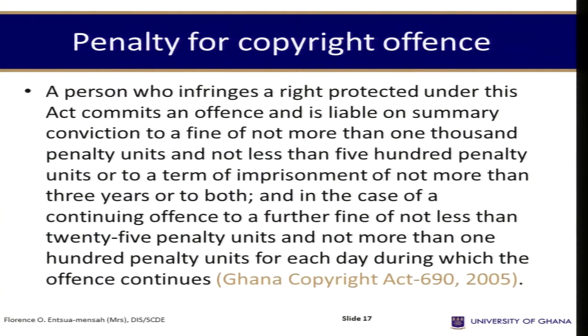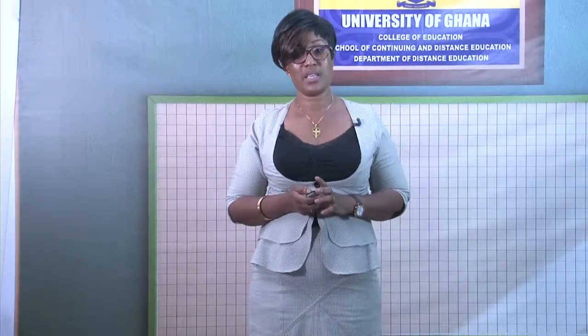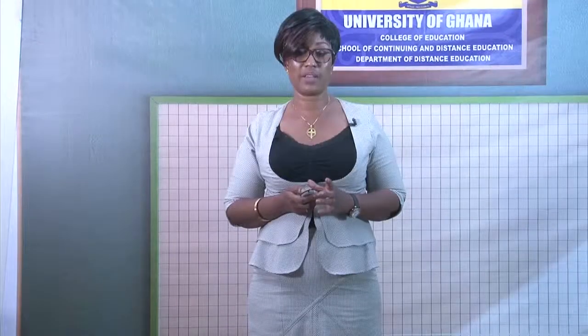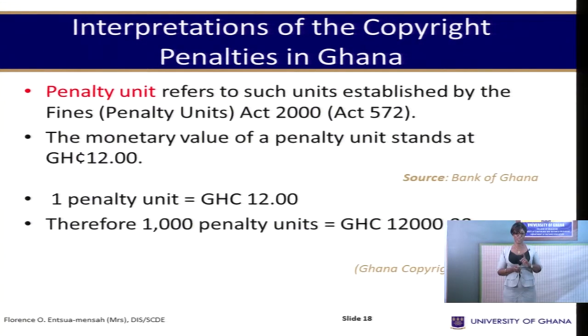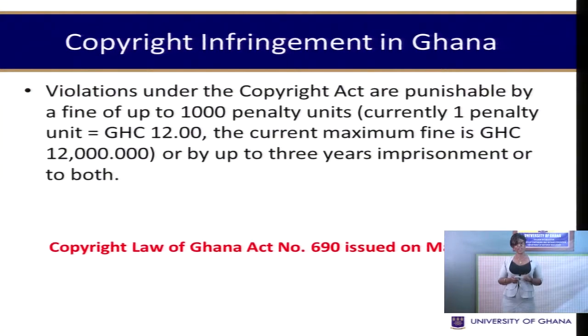Penalty for copyright offense. A person who infringes a right protected under this act commits an offense and is liable on summary conviction to a fine. These are some of the penalty units. The penalty units refer to such units established by the Fines Act 2000, Act 572. The monetary value of a penalty unit stands at 12 cedis. One penalty unit is 12 cedis, therefore 1,000 penalty units will be worth 12,000. Violations under the Copyright Act are punishable by a fine of up to 1,000 penalty units.